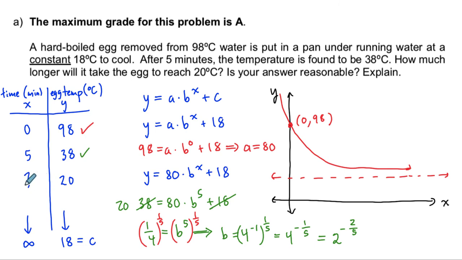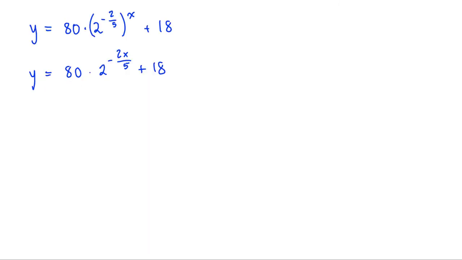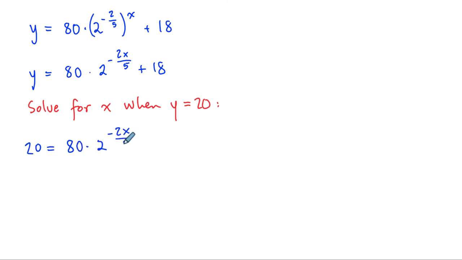So now the next question is to solve for x when y equals 20. I asked that you write that out. Solve for x when y equals 20, so that we're really being clear in our communication what we're doing. 20 equals 80 times 2 to the negative 2x over 5 plus 18. Now, if you watch the videos on 3.5, you would have seen lots of examples of the table, the graph, and the solving in stages.